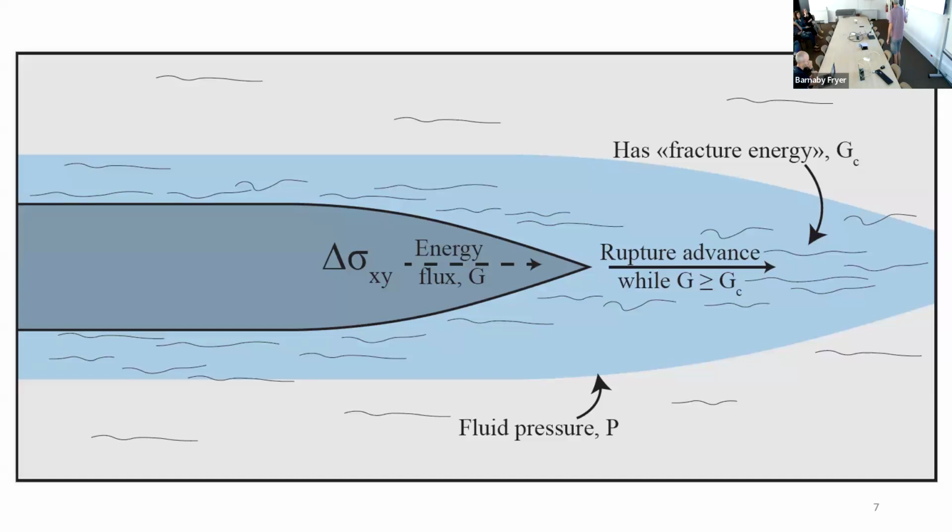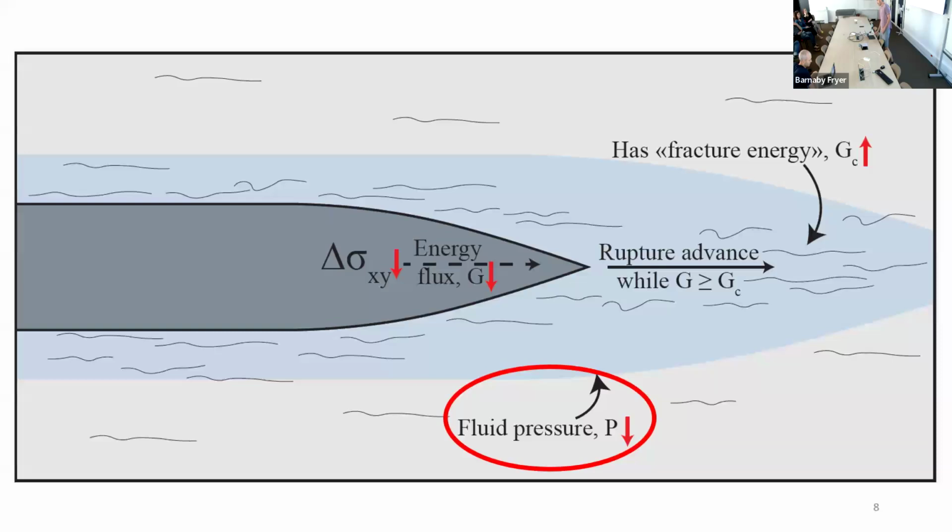And this shear crack is characterized by an energy flux to the crack tip. This is G here, and also there's a fracture energy that has to be overcome. It's not exactly a strength, but we can imagine it somehow like a strength, such that the energy flux to the crack tip has to overcome the fracture energy for the fracture to continue propagating. So where does this energy flux come from? Well, it comes from the stress drop that's occurring behind the crack tip. And all this is happening in an area where there's some fluid pressure that's there.